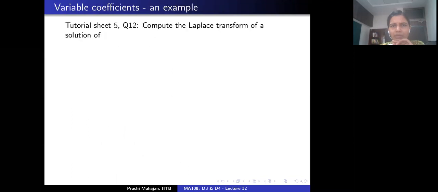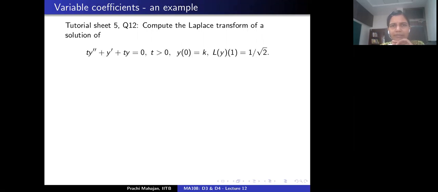So let's move on to the next example. This is again from tutorial sheet 5. Let's look at what this is saying. I have a differential equation with non-constant coefficients here. What are we given? We are given the value of the solution y at the origin, and the Laplace transform of the solution y at one point. We are required to compute the Laplace transform of the solution of this equation.